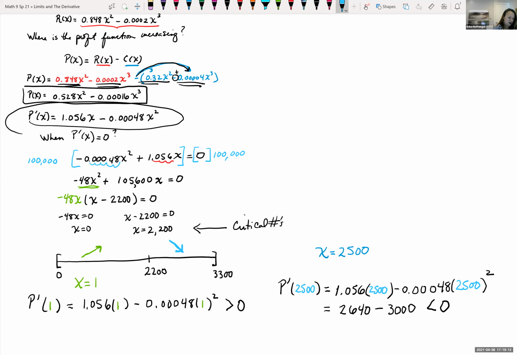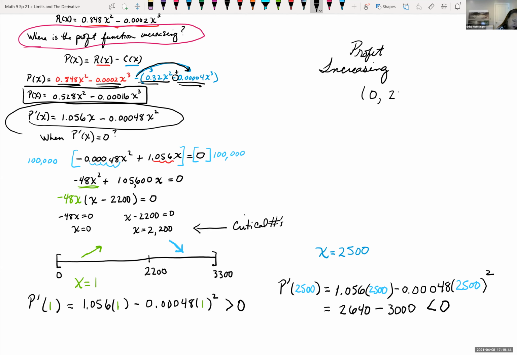And the question wanted to know when our profit is increasing. So we know that we're going to want to sell between 0 and 2,200 items to keep our profit in an increasing manner. So profit is increasing. If I wanted it in interval notation, it's 0, parentheses with a 0, and then 2,200.